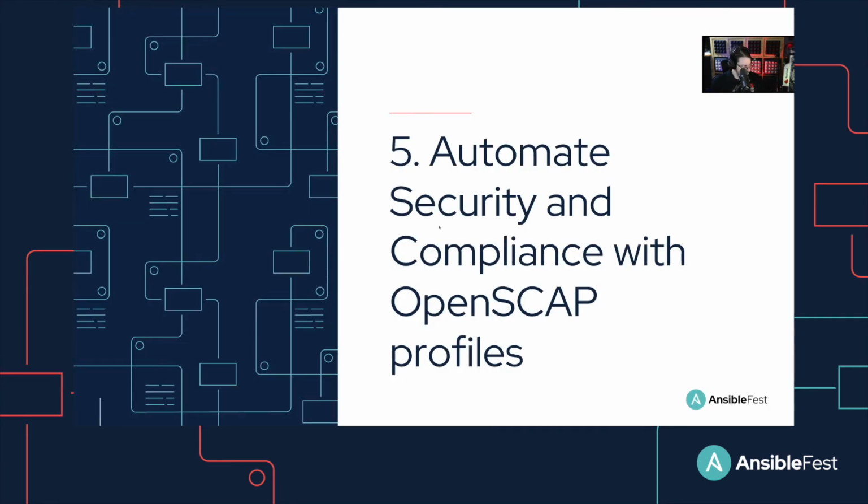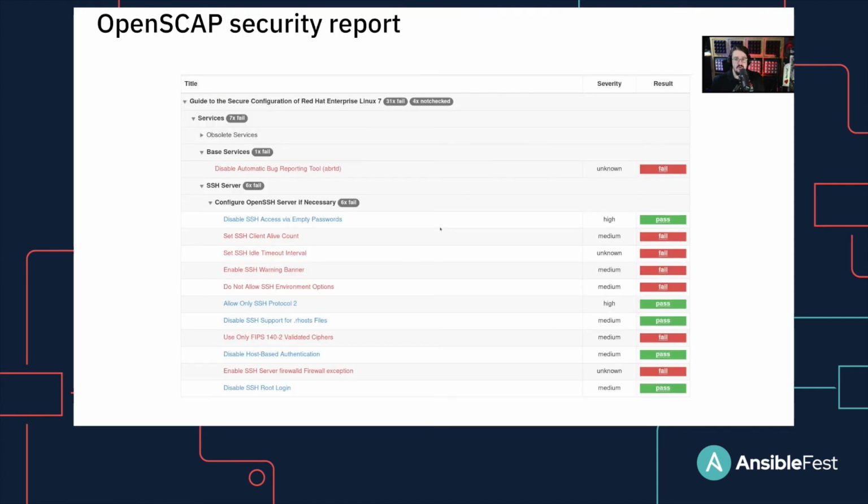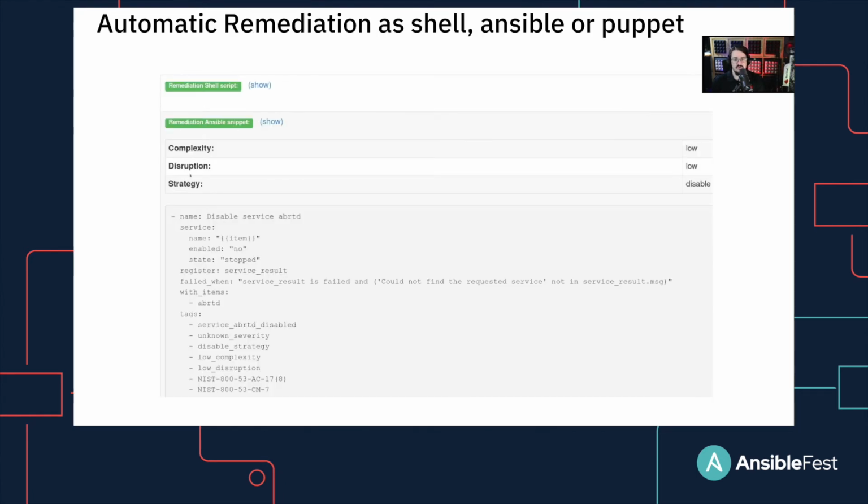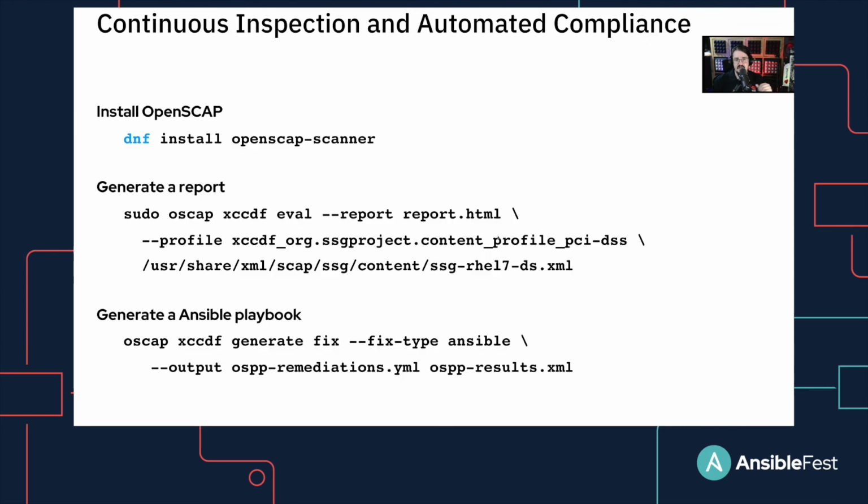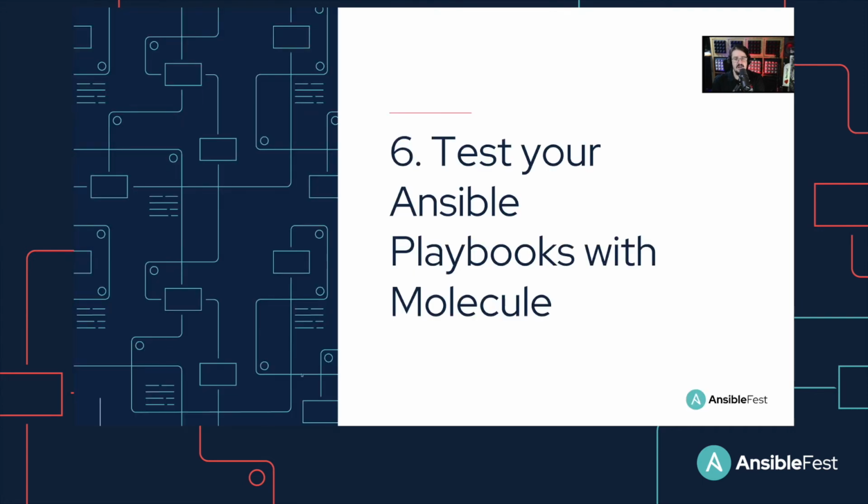Next steps here would be to use something like OpenSCAP, which lets you set up a security profile. So if you want to set up PCI for your operating system, it will generate the necessary playbooks, and it will make your image in a way which can remediate itself in an automatic fashion. You can install OpenSCAP. It will generate an Ansible playbook, and it will let you apply those remediations.